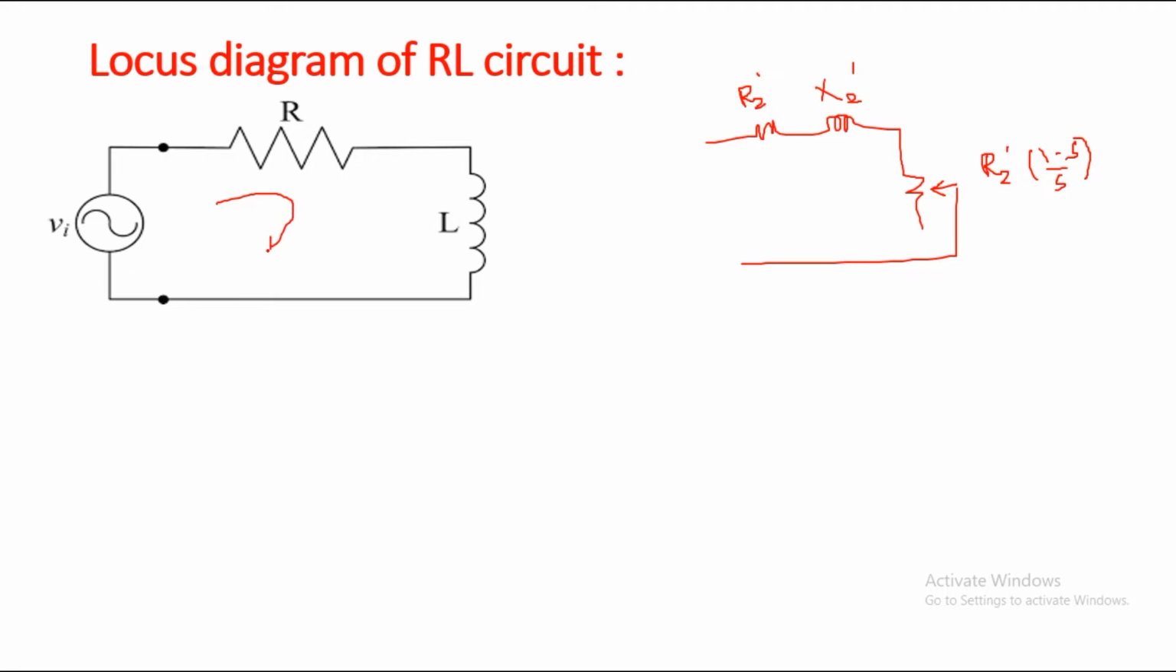So we can consider the current flowing through the circuit as capital I. By applying Ohm's law, we can get the value of current as V by Z. And we know the value of Z, it is R plus jXL. For finding the locus diagram for current in any electrical circuit, we should have at least one varying parameter in that particular electrical network.